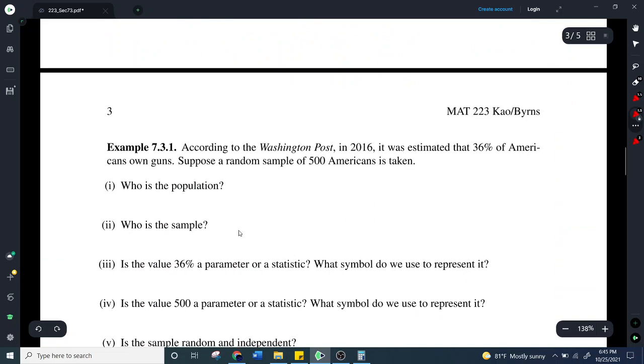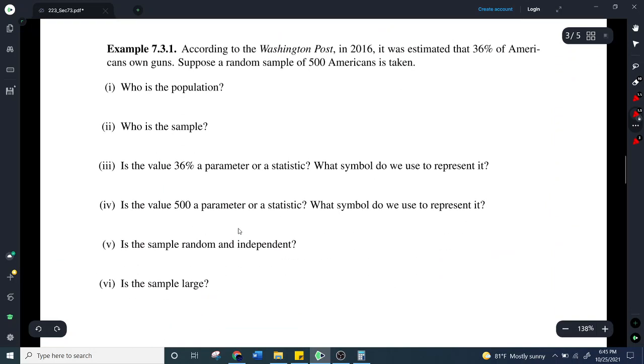All right. Let's look at an example here. According to the Washington Post, it was estimated that 36% of Americans in 2016 owned guns. Suppose a random sample of 500 Americans is taken. All right. So first of all, who is our population? So our population in this case would be all Americans. That's who we're interested in studying. The sample is the 500 that were randomly selected, a random sample.